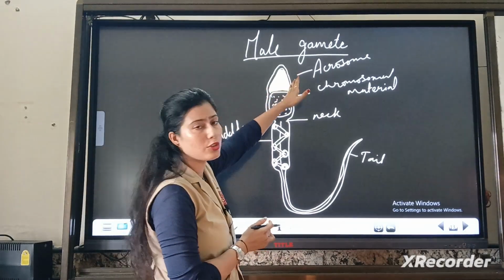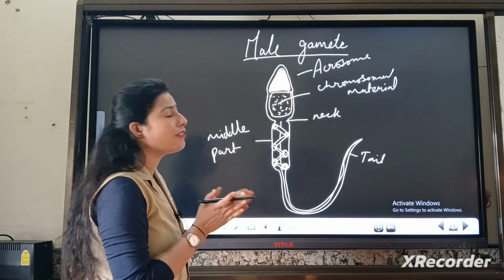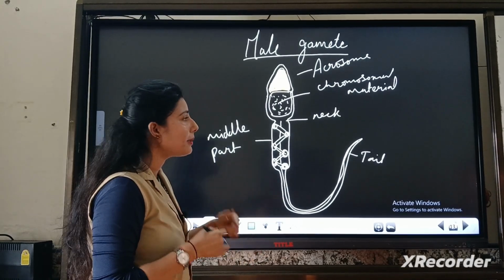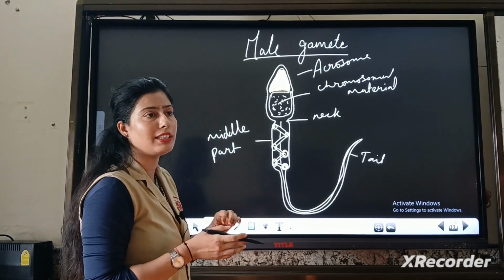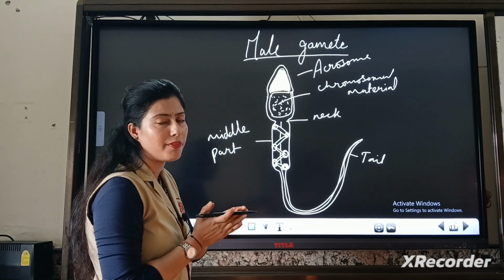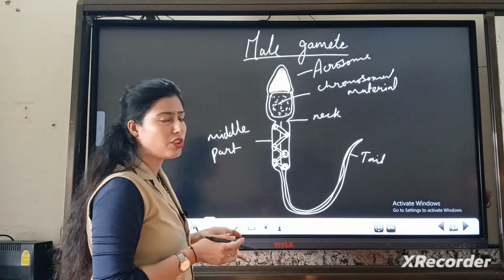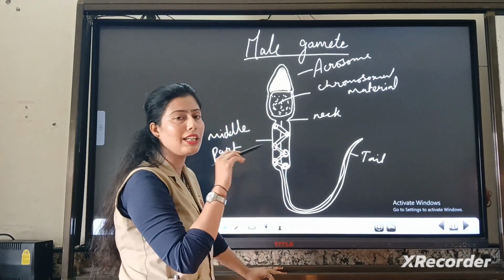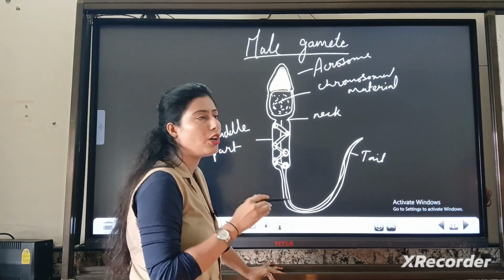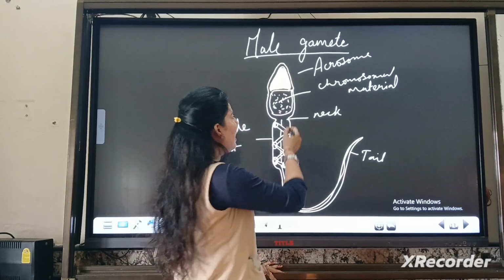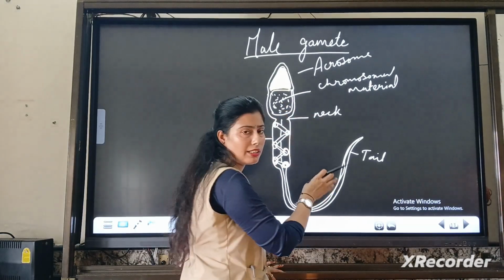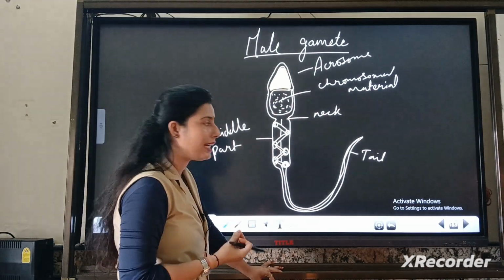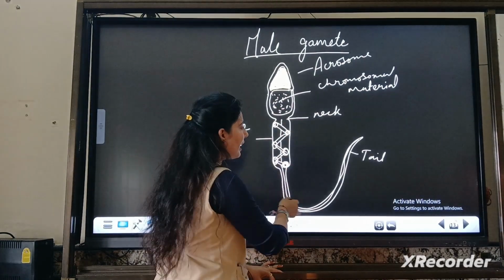First, the acrosome. The acrosome contains a number of enzymes which are responsible for fertilization. How does it help in fertilization? When it comes in contact with the outermost layer of an ovum, it dissolves the outermost layer of the ovum and helps the sperm move forward inside the ovum. And there is chromosomal material which contains the genetic information of the male parent, and this is the middle part and the tail.